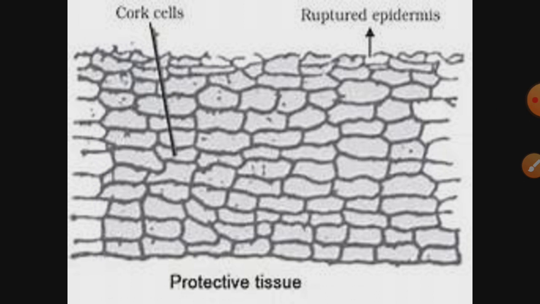Thank you, revise well. Now with this we have completed plant tissue: meristematic tissue, protective tissue and permanent tissue. Revise well. If you have revised, then only you can understand animal tissue. Thank you very much.